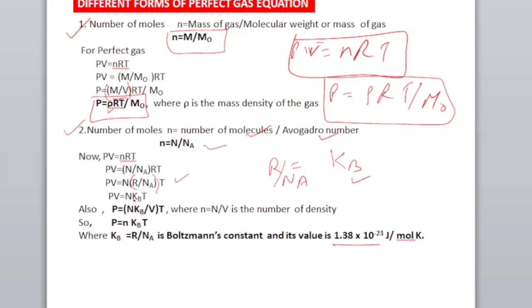So PV becomes N Kb T, or you can write P equal to N Kb T by V, taking V in the denominator, and you know N by V is the number density. So you can write P equal to n Kb T, where small n is the number density, the number of molecules per unit volume. So this is in terms of Boltzmann's constant, P equal to n Kb T. This Kb is Boltzmann's constant. So these are two different forms of the perfect gas equation. You must know how to write it in this form, okay?